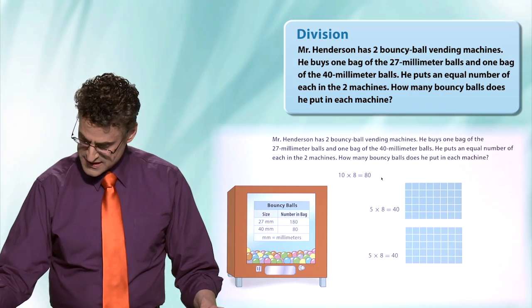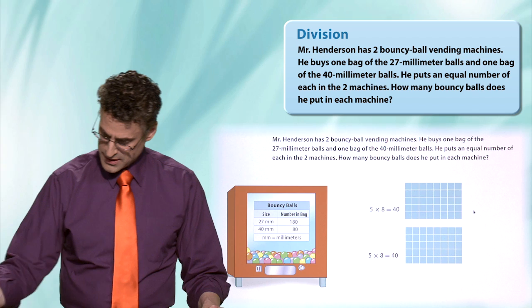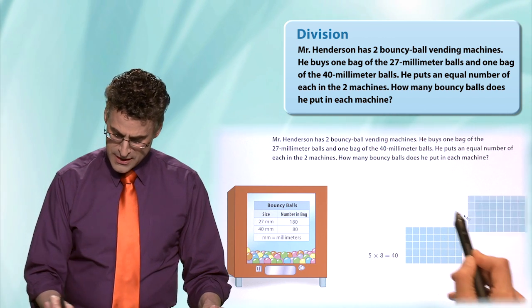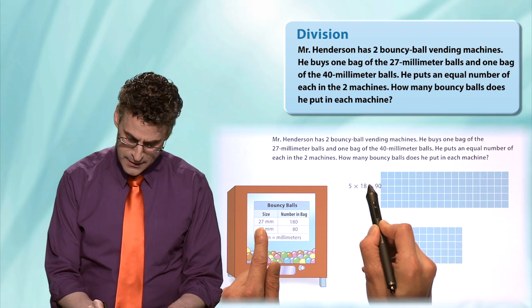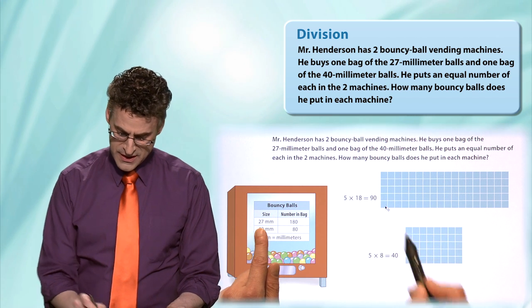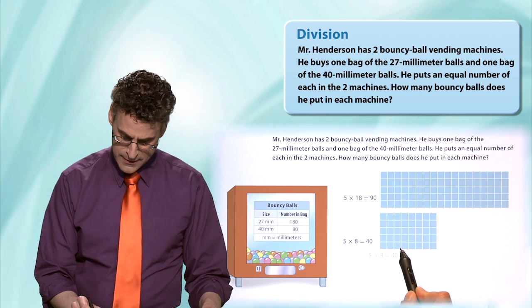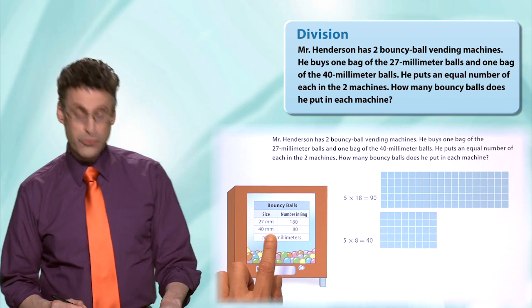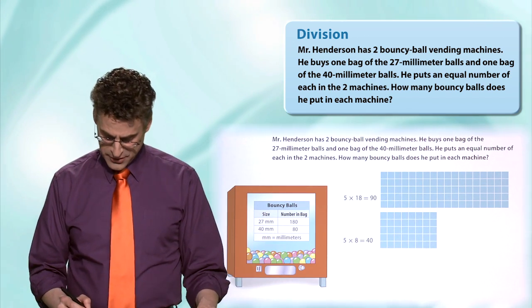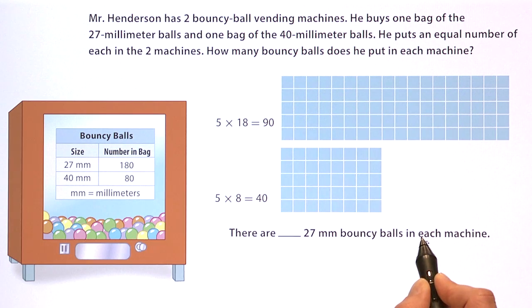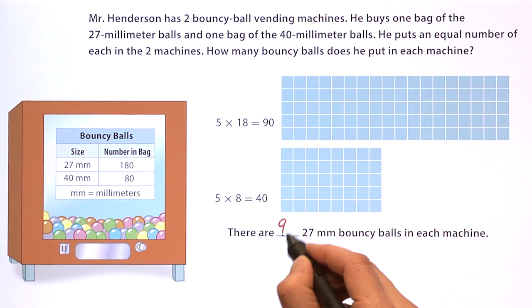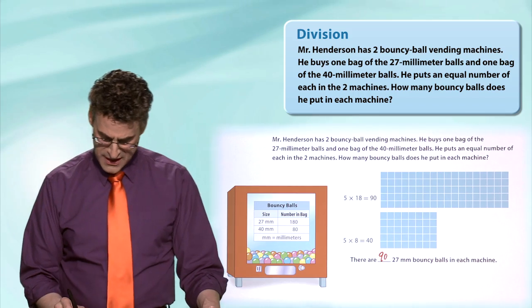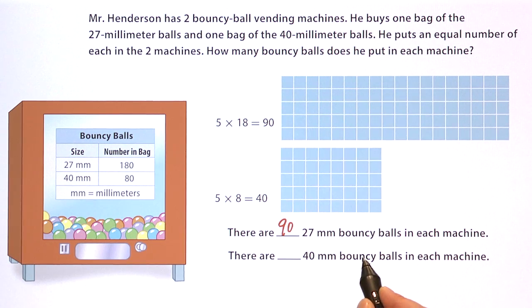So now, I'm going to get all this away. Remember, I'm going to have 90 of the 27 millimeter bouncy balls, modeled by this. And I'm going to have 40 of the 40 millimeters. And so how much do I have altogether? Well, in each machine, we see they're going to be how many? Well, 90 of the 27 millimeter bouncy balls. And how many of the 40? Well, actually 40 of them. So we see 40.